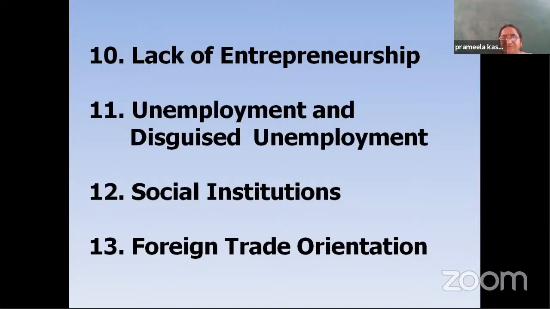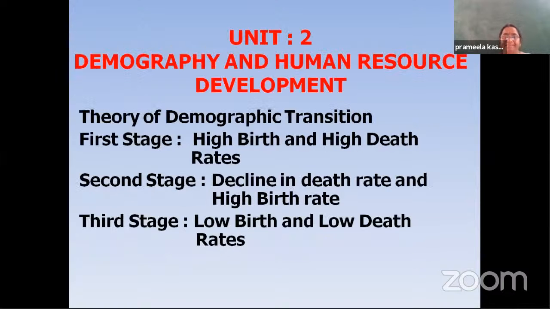So this is the first chapter completed. Next we go to the second chapter, that means Unit 2, Demography and Human Resource Development. If we go to the second unit, it deals with the population in the Indian economy, how the population growth is there.